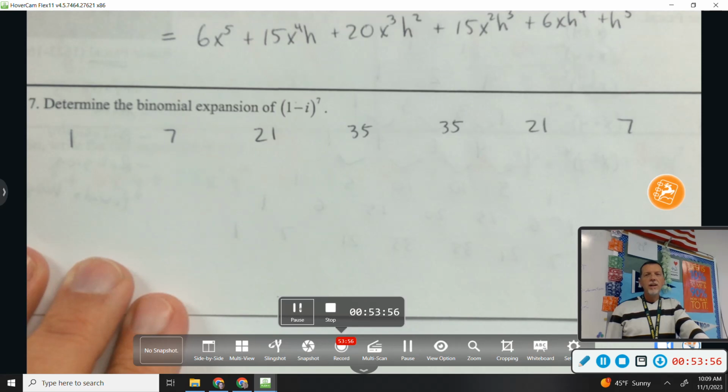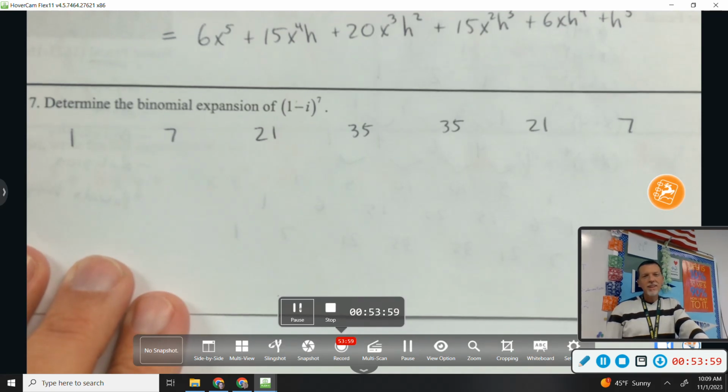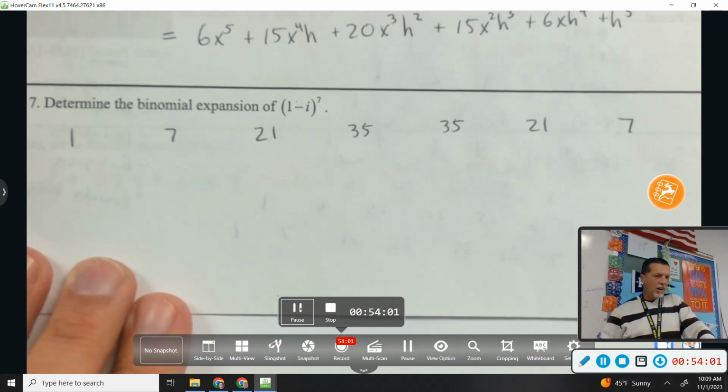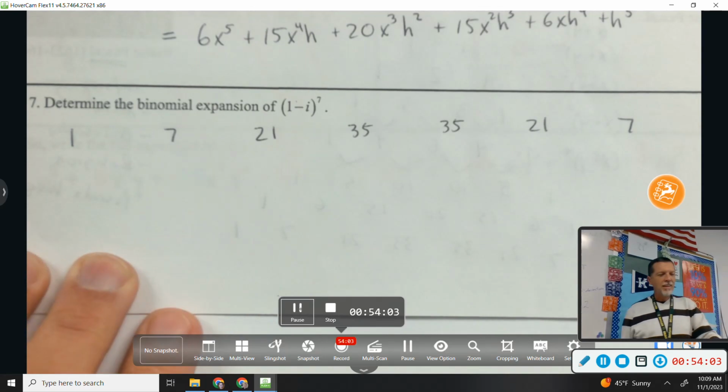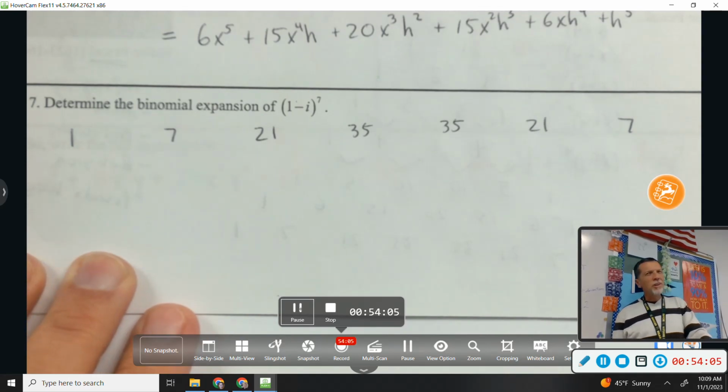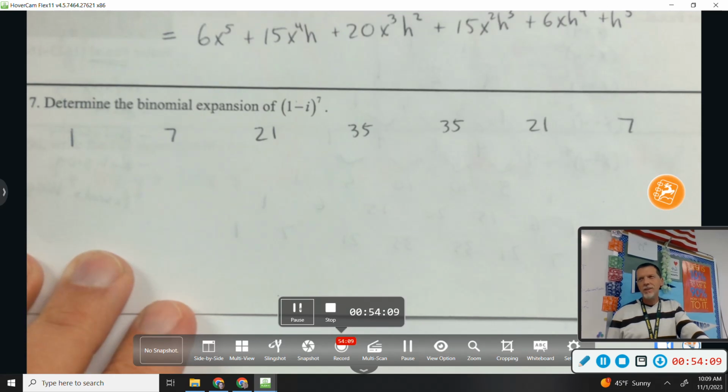So start with the 1s. They start at the power of 7 and go down. That's all 1. So if you're really thinking ahead, you're like, wait a minute, am I really going to write 1 to the 7th and 1 to the 6th and 1 to the 5th and 1 to the 4th and 1 cubed and 1 squared and 1? You don't have to.